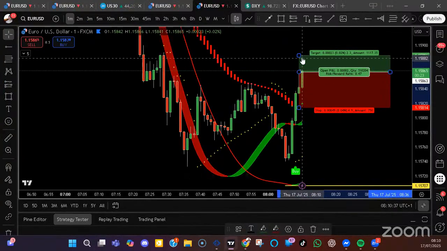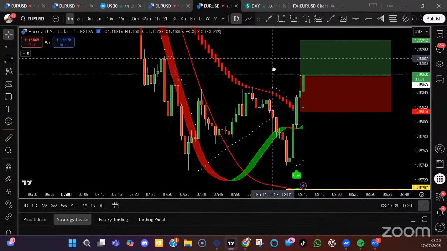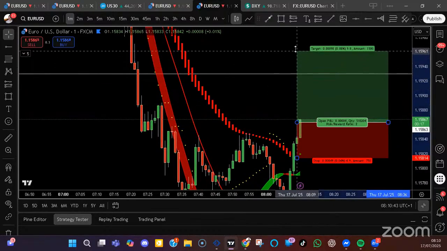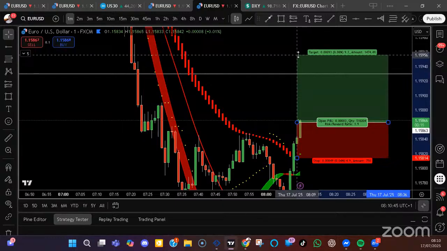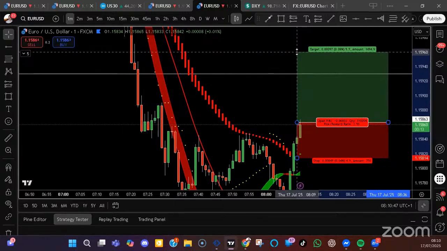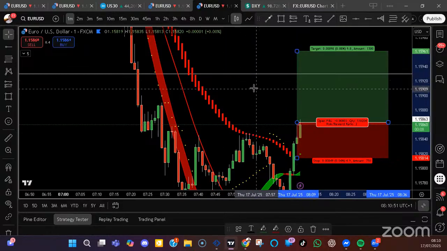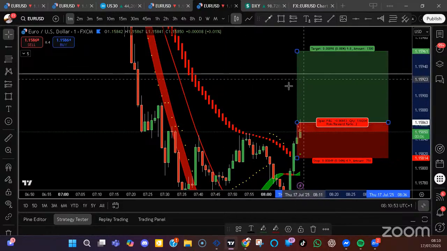Yeah, that's about right. 2%, which takes me beyond, as you can see, this line here. So this line here, feeling it might bounce or break.